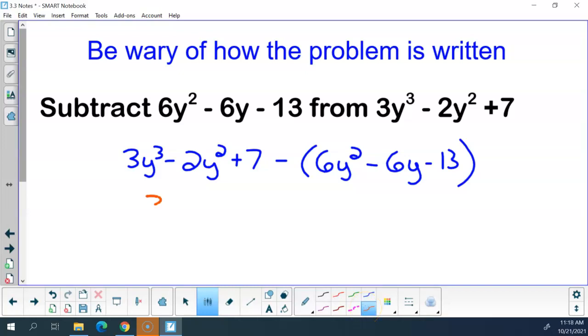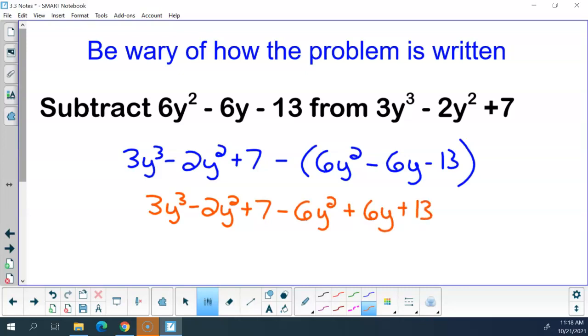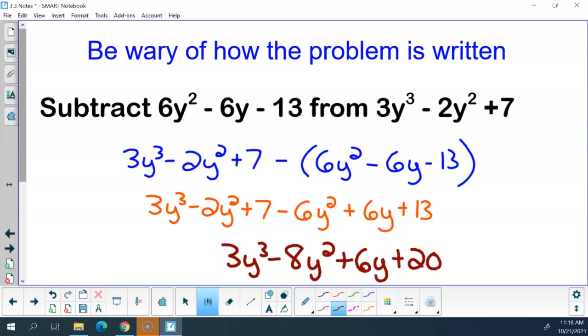So then this would be 3y cubed, y squared plus 7 minus 6y squared plus 6y plus 13 gives me 3y cubed minus 8y squared plus 6y plus 20.